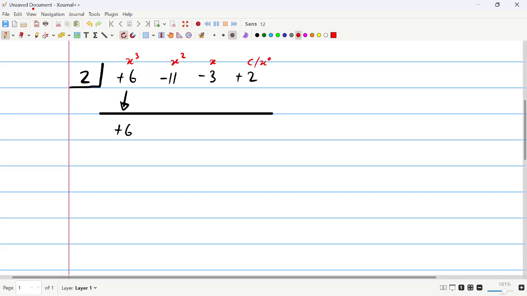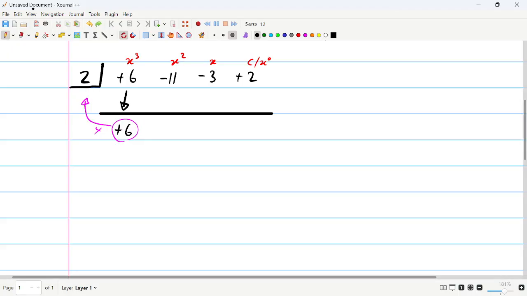And that is why it's just the constant. Okay. So there we go. First thing afterwards is we take this 6 down. And then every single time when we take a value down, we take that value and we multiply it by the factor, the root value. And then we take that multiplied value here underneath the next coefficient.